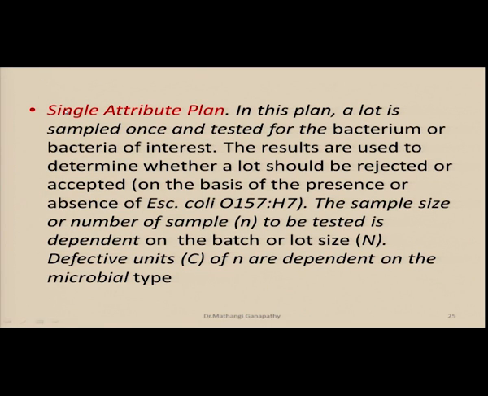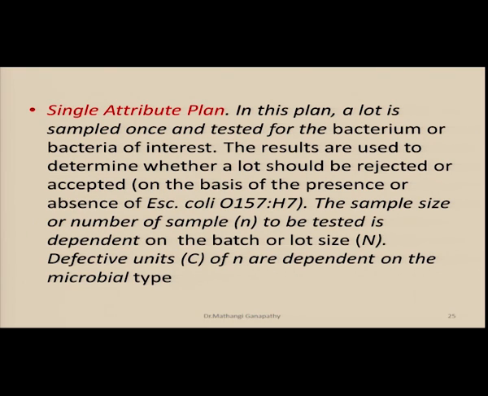Statistically, we have several sampling methods, of which I will mention a few. The first is what we call a single attribute plan. Here, a lot is sampled once and tested for the bacterium or bacteria of interest. The results are used to determine whether the lot should be rejected or accepted based on the presence or absence of E. coli, for example, O157:H7. The sample size, or the number of samples N to be tested, depends on the batch or lot size. Defective units of N depend on the microbial type. So, you do the testing only once, and you test it once for the organism.